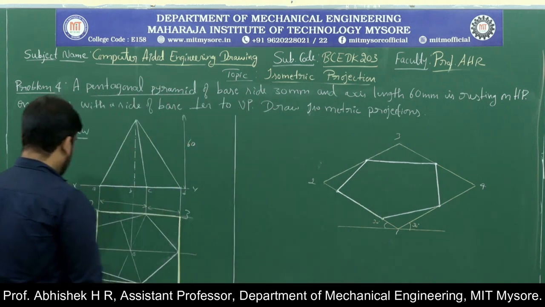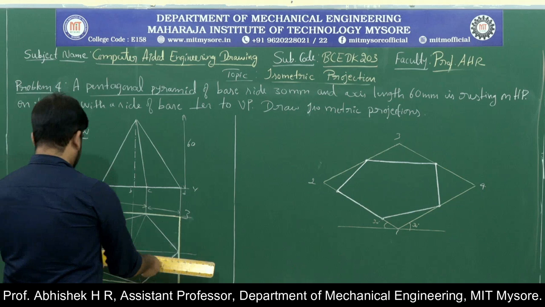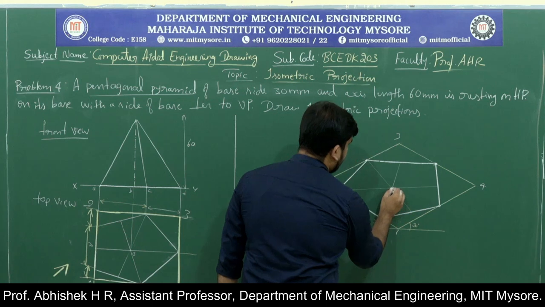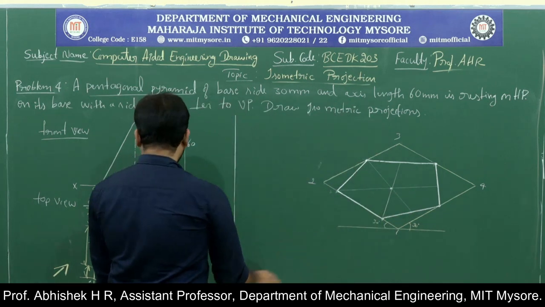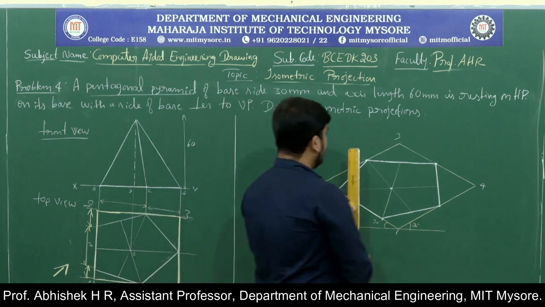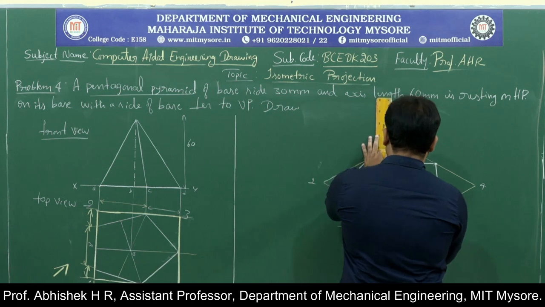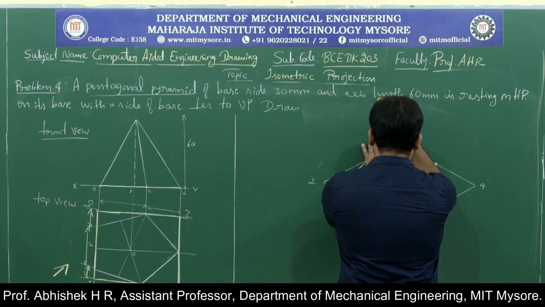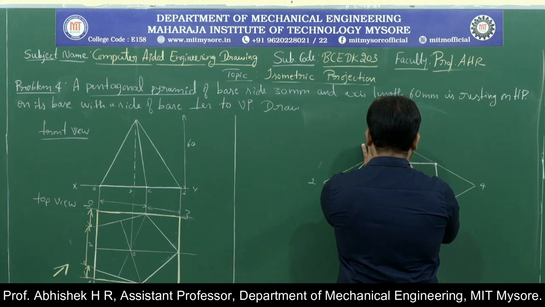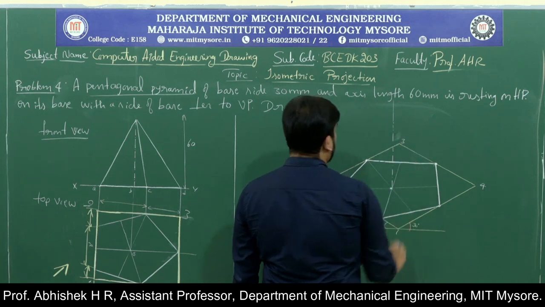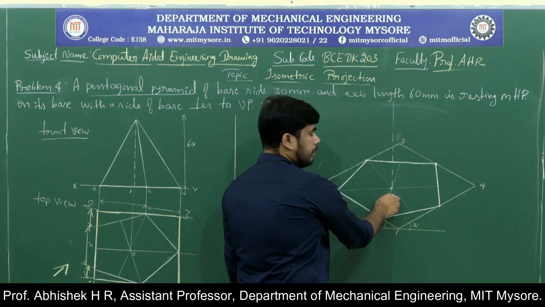Okay, and also we have the midpoint here. See here. So here also we will get the midpoint. So what is the height of this pentagonal pyramid? This is 60 mm. From this midpoint, we need to plot a 60 mm axis length. Okay. Now the 60 mm axis length is ready.